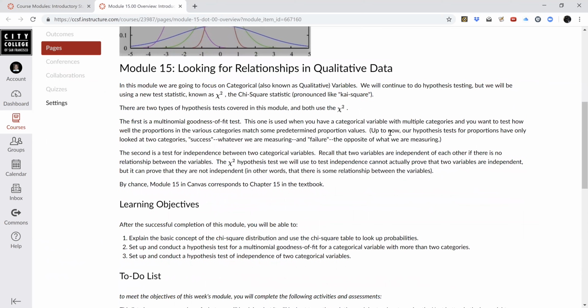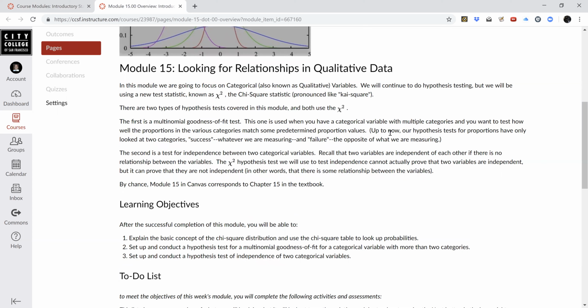So remember when we were looking at hypothesis tests about proportions for categorical variables, we were comparing them to a specific number. And that meant that there were only two possibilities. There was either a proportion that was what we considered a success or the proportion that we considered to be a failure. And with a multinomial goodness of fit test, it allows for categorical variables that have more than just two categories. So we'll learn how to do a test when we have more than two categories to consider.